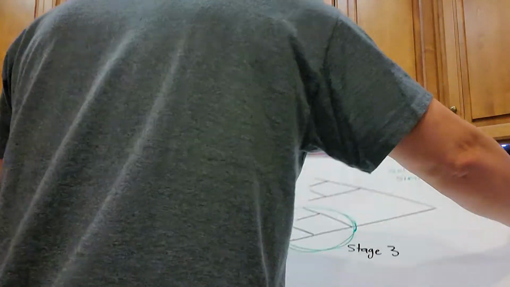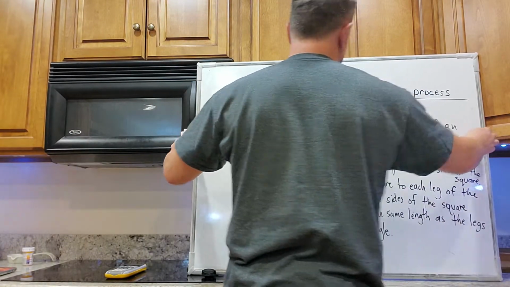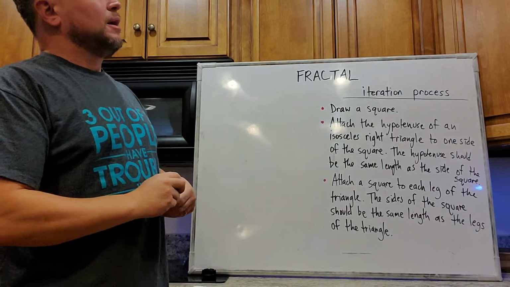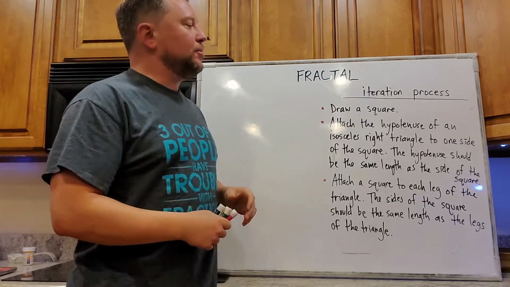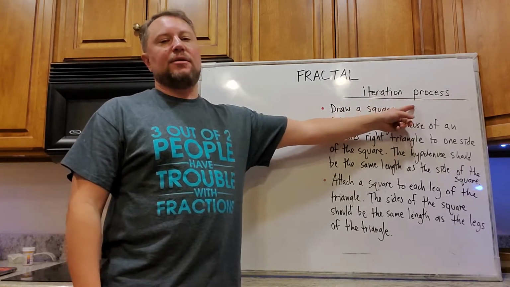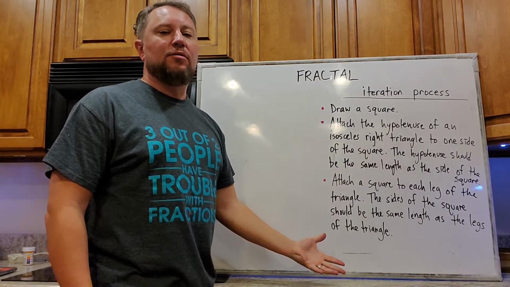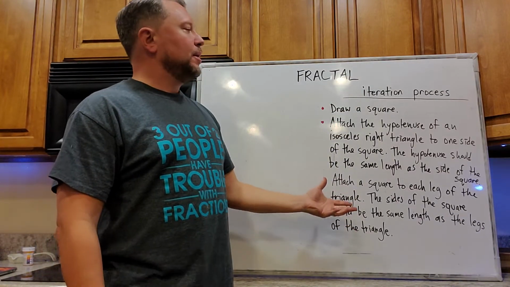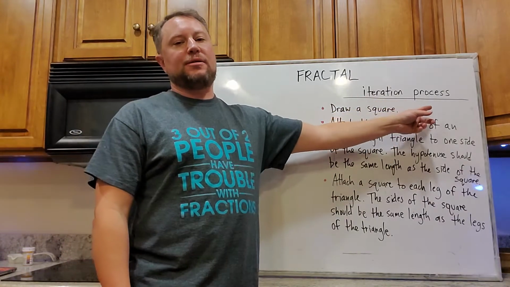Okay, let's take a look again at some more fractals here. And every fractal, those stages I mentioned, are determined by what's called an iteration process. So every fractal has a set of steps that you follow to create the fractal. Those steps that you follow are called the iteration process.